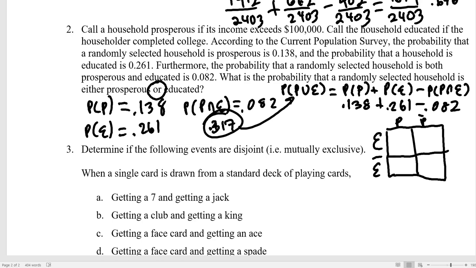The probability of prosperous is 0.138. That's the total probability of prosperous. The probability of educated is 0.261. That would go on the outside, that's the total. Where would this 0.082 go? Well, it's the overlap for prosperous and educated. So it would be 0.082.